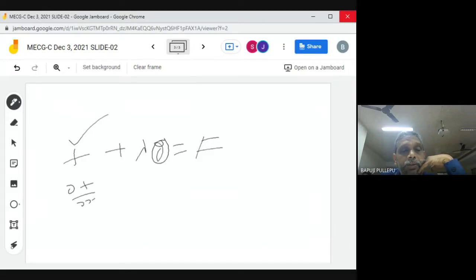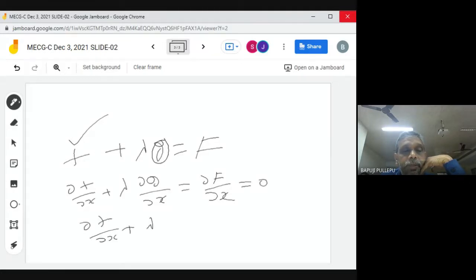∂f/∂x plus lambda into ∂g/∂x is equal to 0. Lambda into ∂g/∂x is equal to 0. Similarly, ∂f/∂y plus lambda into ∂g/∂y is equal to 0. Similarly, ∂f/∂z plus lambda into ∂g/∂z is equal to 0. From these you can remove lambda, then find x, y, z.